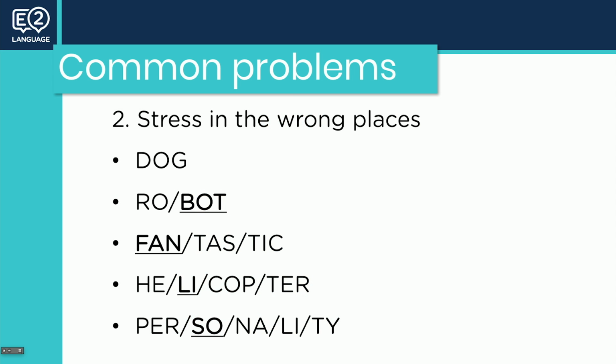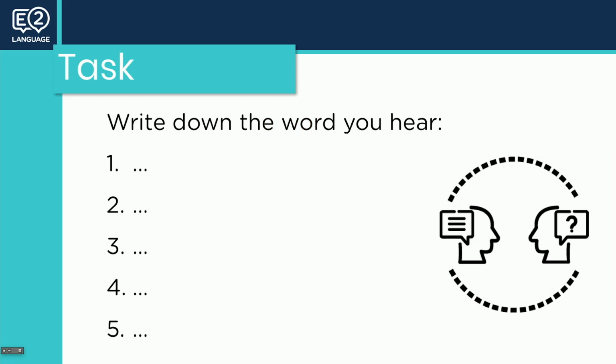What about personality? Personality. Personality is just wrong. Even though I can sort of tell what that word is, it takes me a few seconds to go, what? Oh, personality. Okay, let's do a little exercise. I want you to write down the word that you hear.